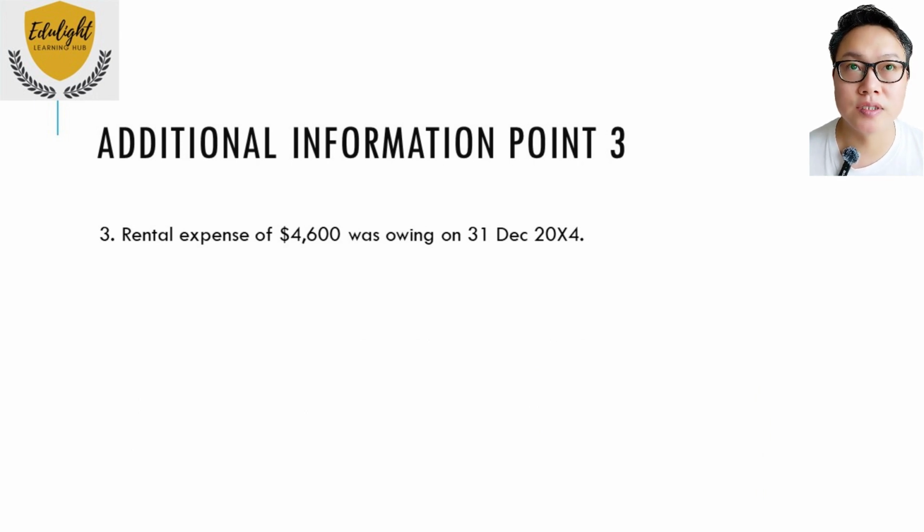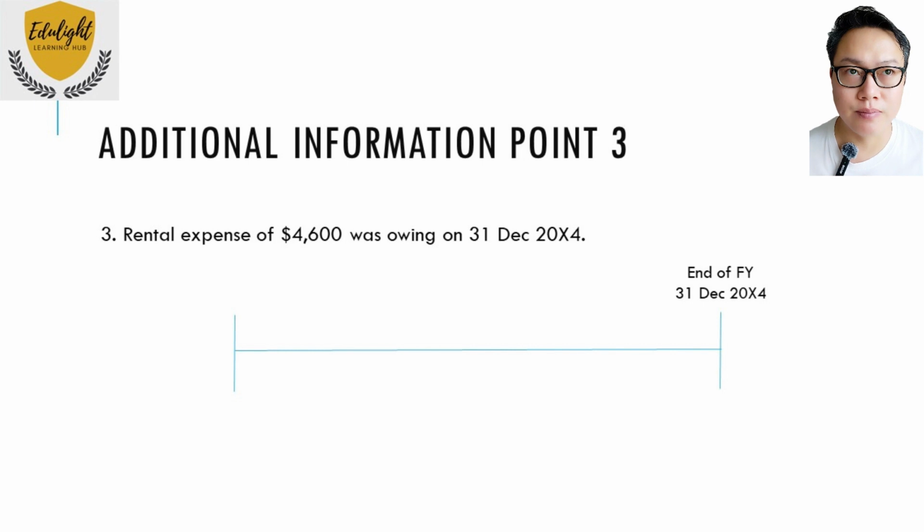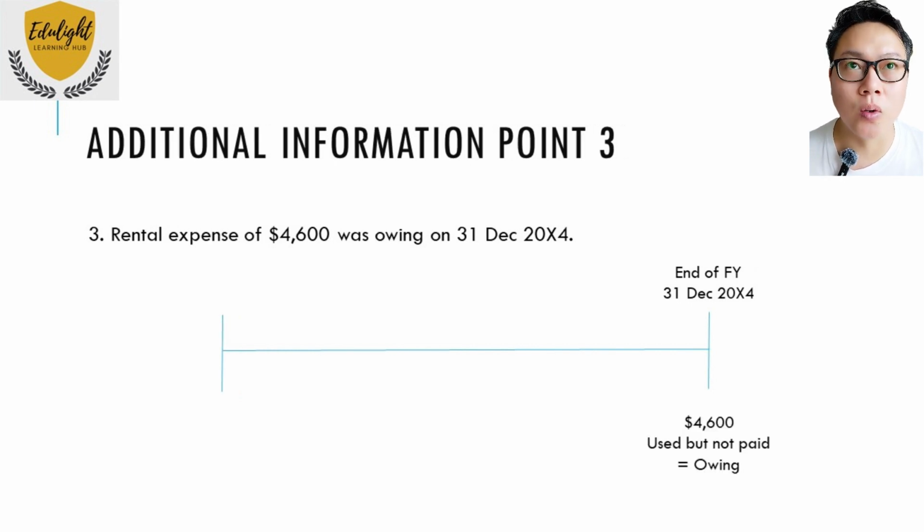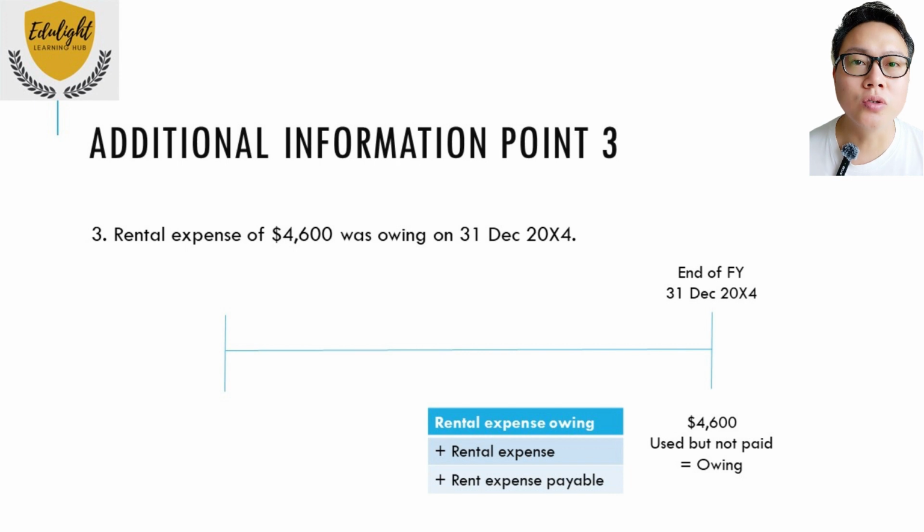Rental expense of 4,600 was owing on 31st December 20x4. So based on the timeline, you can see that end of financial year was 31st December 20x4. 4,600 was owing, meaning to say it was used but not yet paid. So in this case, since it was used, we would have to add into rental expense. And since we have an owing, you guys will know that there's this rent expense payable account, which represents owing. We will need to add the 4,600 into it. Okay, so we have our adjustments as add rental expense and add rental expense payable as 4,600.